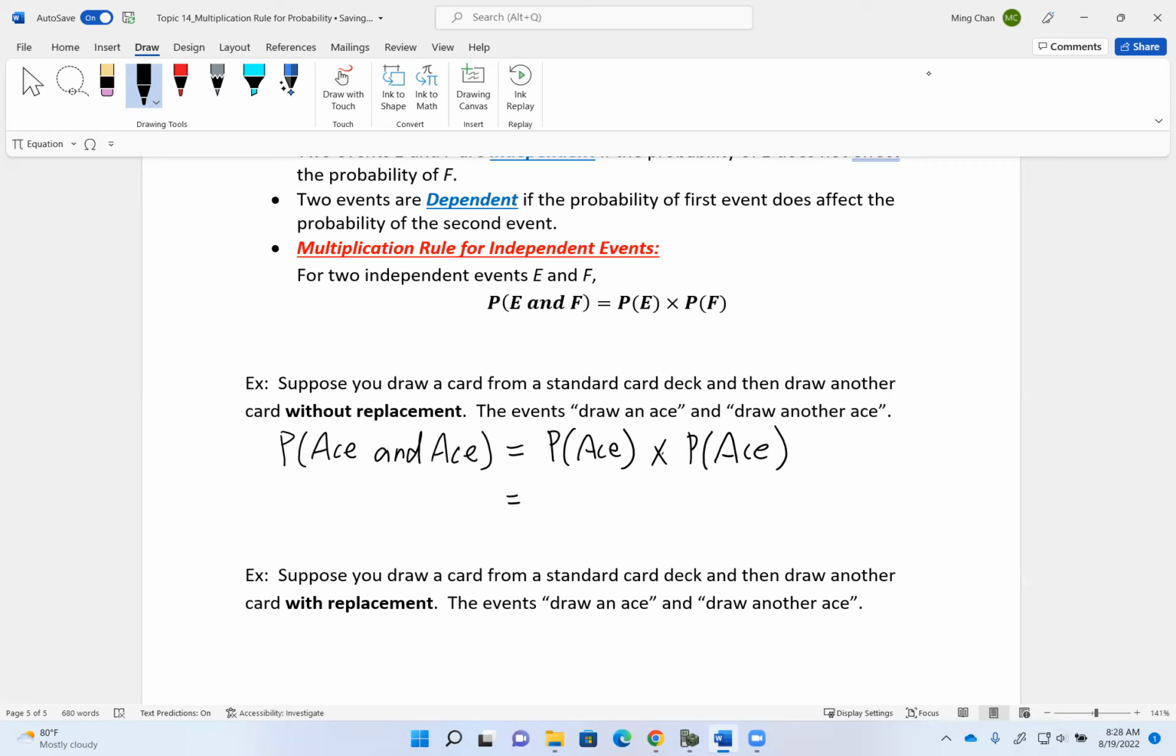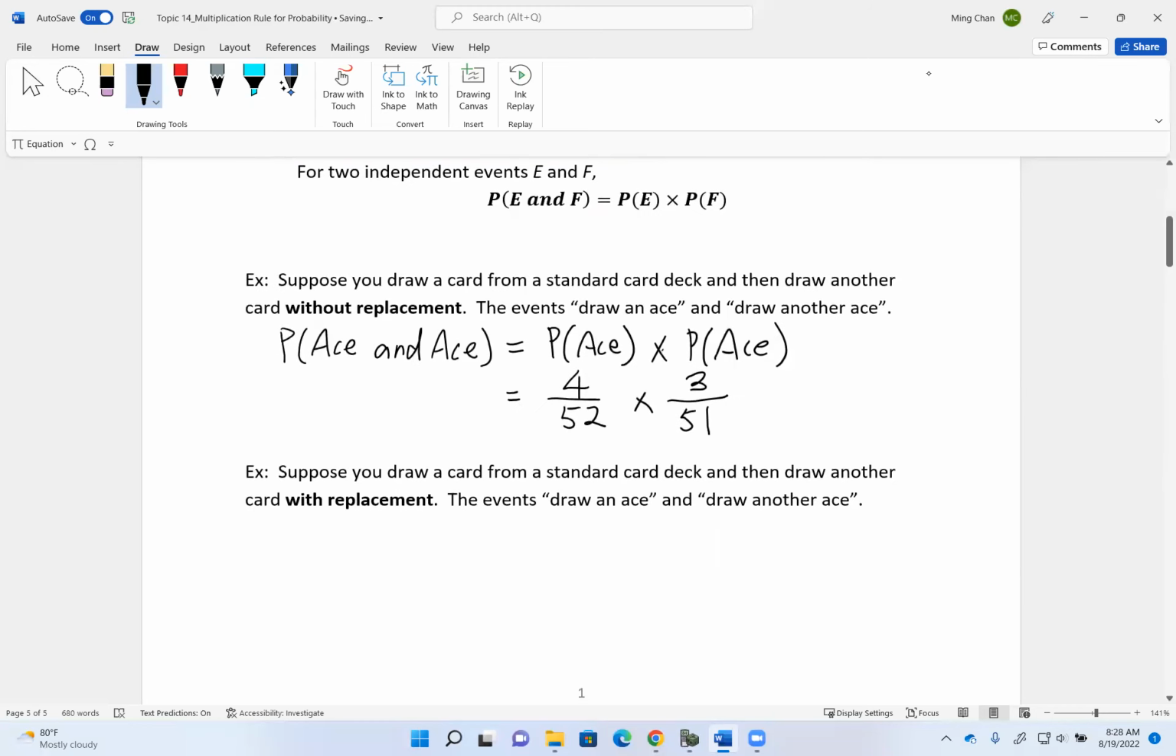So for the first event, the probability of drawing an ace, there are 4 ways to draw an ace out of 52 possible outcomes. But the second one, without replacement, means if I do draw an ace, I don't put that card back. So there should be only 3 ways I can draw another ace out of, well, if I did not put that first ace back, then there are only 51 possible outcomes. In other words, there are only 51 cards left in the deck.